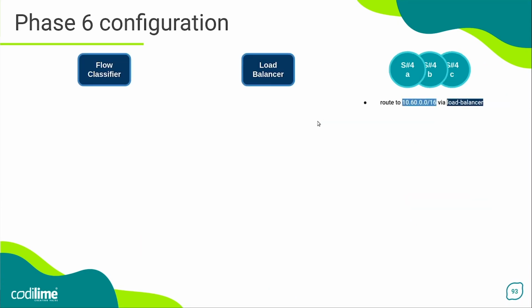We start as usual with the routing configuration. We need to add a route to 10.60.0.0/16 via the load balancer. This has to be done for each service 4 instance. Now let's move to the load balancer. First, we need to add a new entry to its routing table saying that the client 1 subnet is reachable through the Flow Classifier.